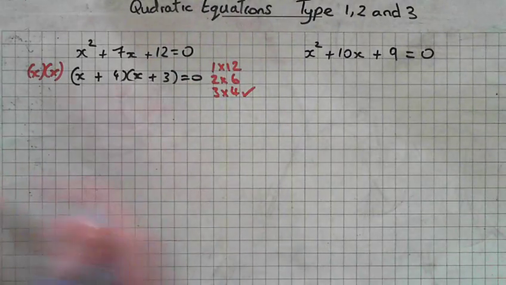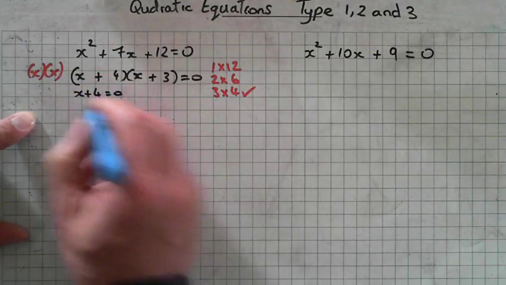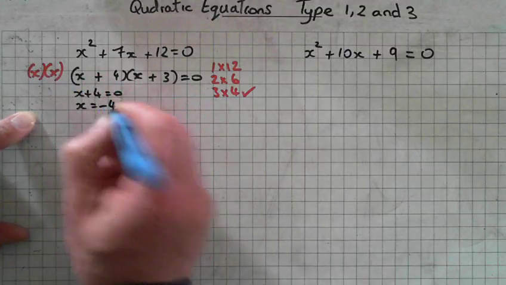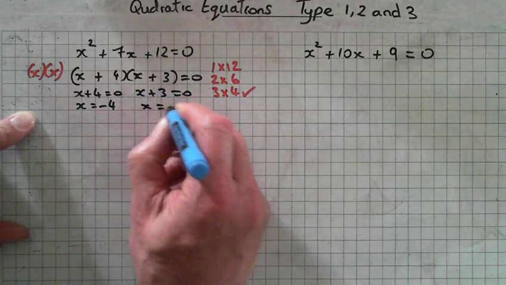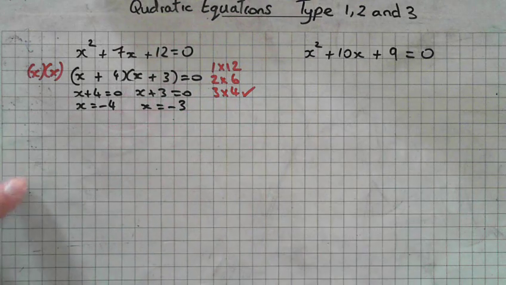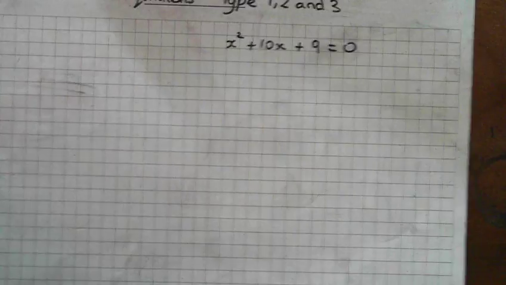And then we finish it off. We go x plus 4 is equal to 0, so x is equal to minus 4. x plus 3 is equal to 0, so x is equal to minus 3. Okay, now over this side, just rub that one out.